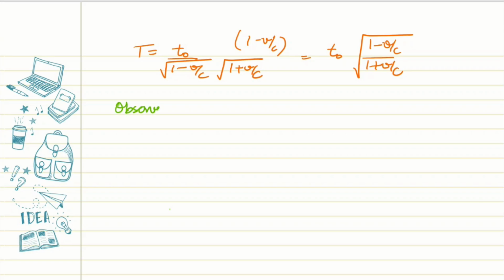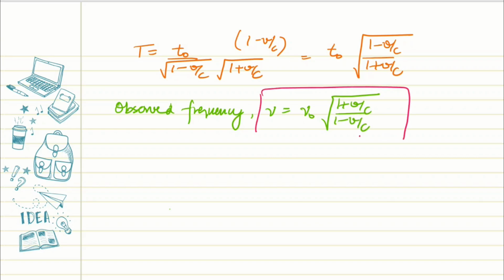So we can find the observed frequency, which is equal to mu naught times the square root of 1 plus v by c over 1 minus v by c. So this is our observed frequency for the towards case. We have seen all the three cases.